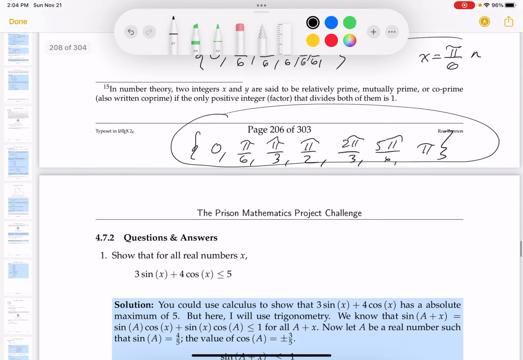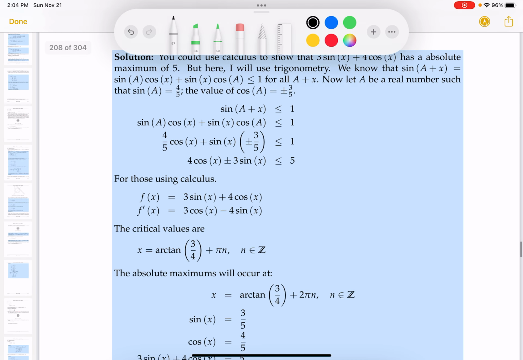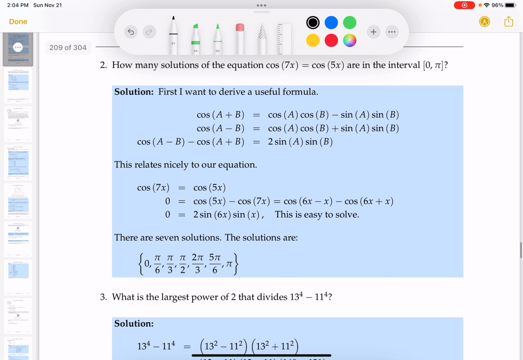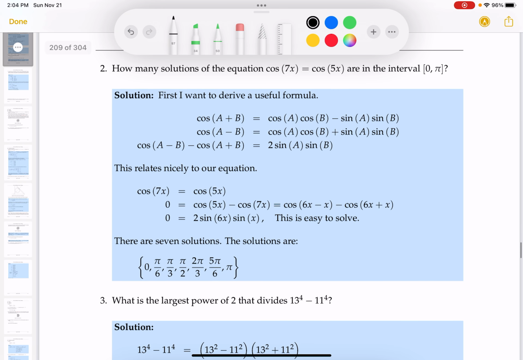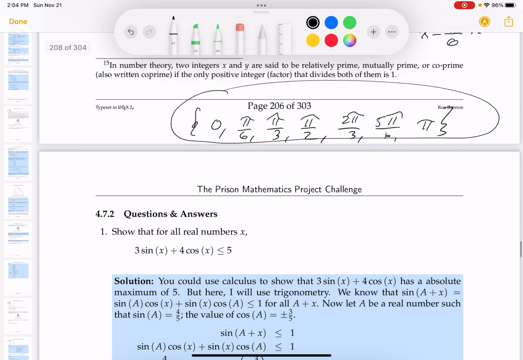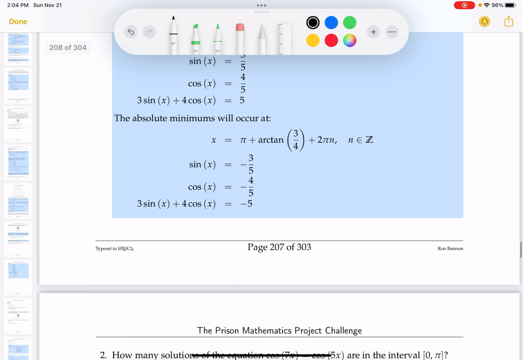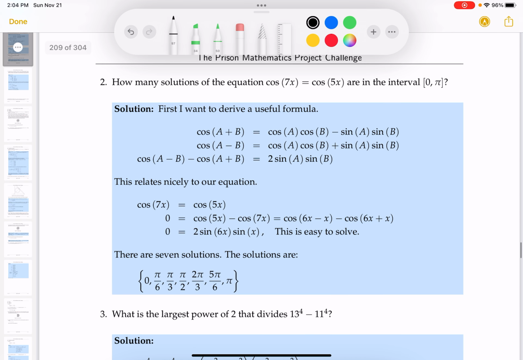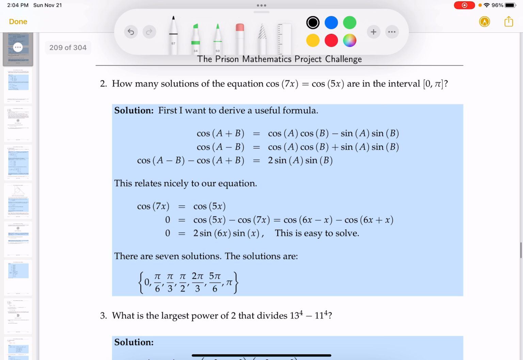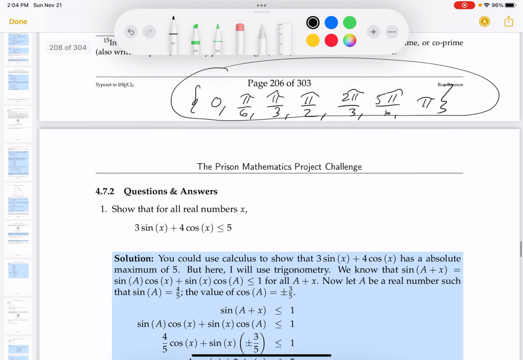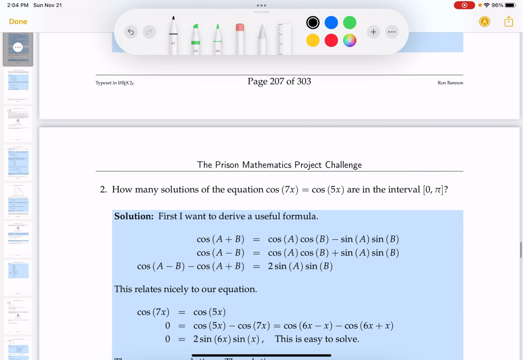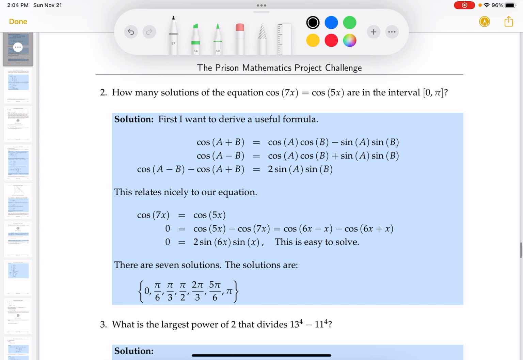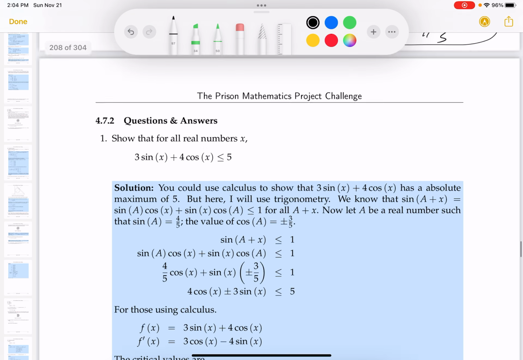Let's take a look, see if we got the right answer. And number 2: 0, pi over 6, pi over 3, pi over 2, 2 pi over 3, 5 pi over 6, and pi. Did I put those down? Pi over 6, pi over 3, pi over 2. Yeah, 632. And then 2 pi over 3, 5 pi over 6. Yeah, I did good. All right, let's keep going.